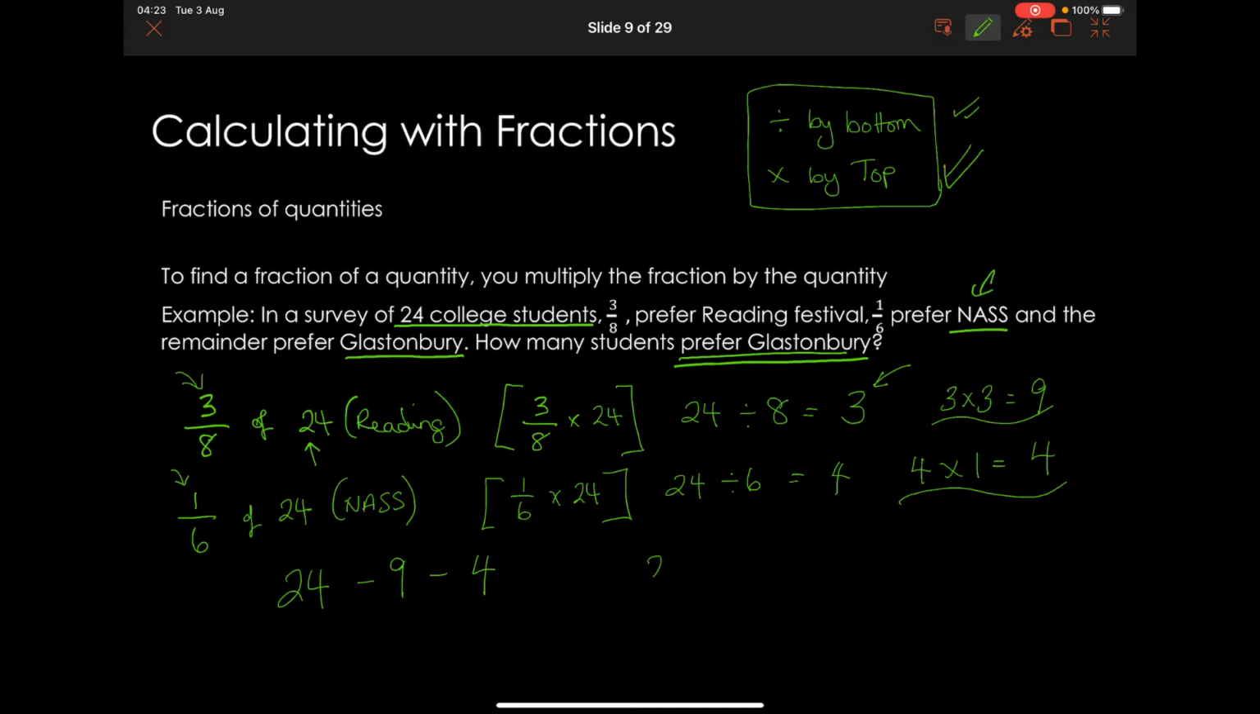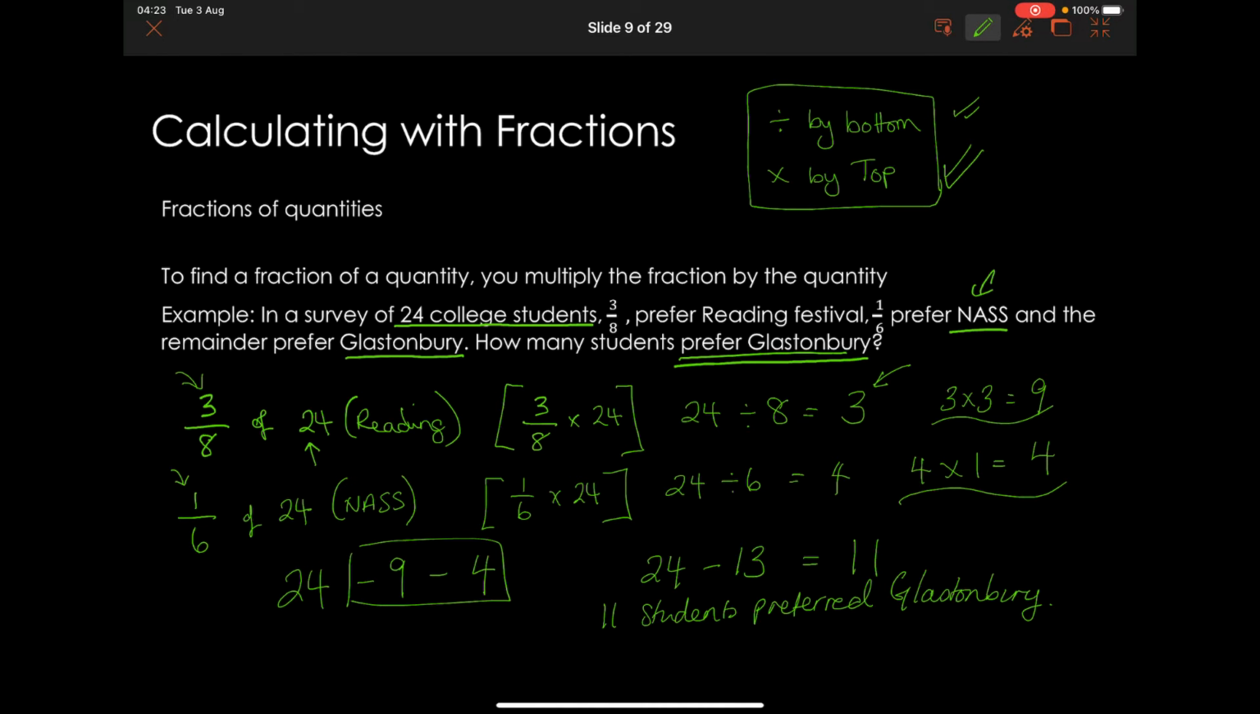So altogether you're going to do 24, take away 13, because that's 13. Okay, so 24, take away 13 is 11. So 11 students preferred, I mean, you can write this as a sentence if you want. 11 students preferred Glastonbury. And that's it, you've worked it out.